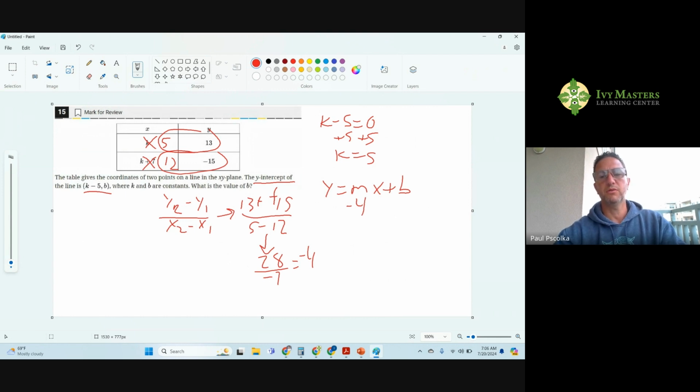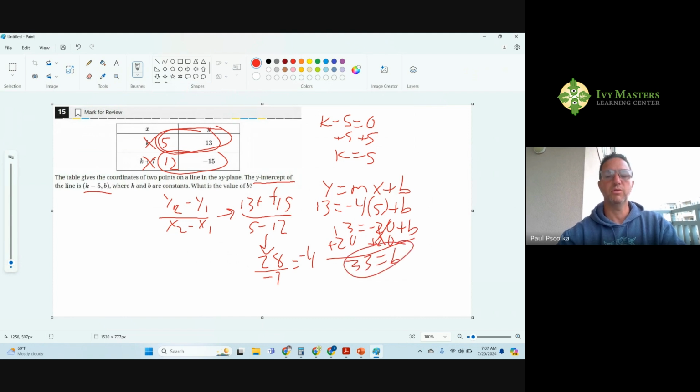And then in place of y, I could put 13. I'm going to use this coordinate here. Equals negative 4. In place of the x, I'm going to put 5, plus b. So 13 equals negative 20 plus b. And then I add my 20 to both sides. This cancels. Once again, I get 33 equals b. It's my answer. Mark it.